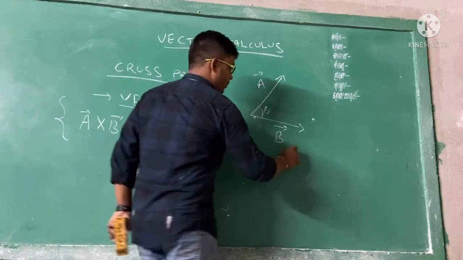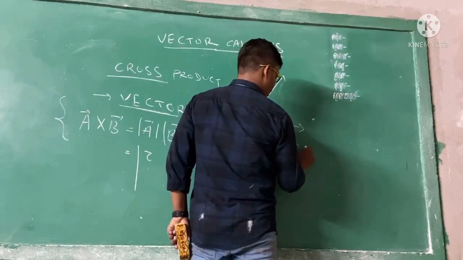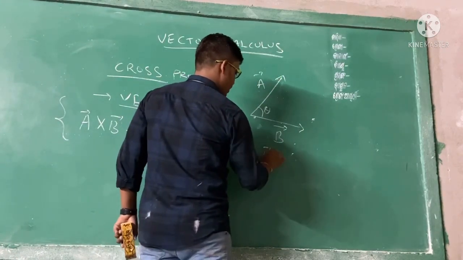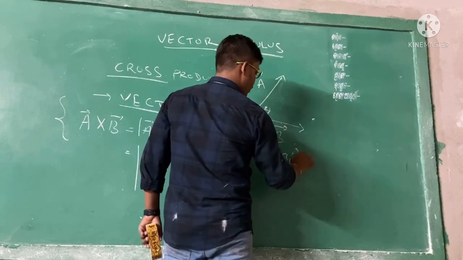So what is the other formula? What is the A vector? A1 i cap plus A2 j cap plus A3 k cap.